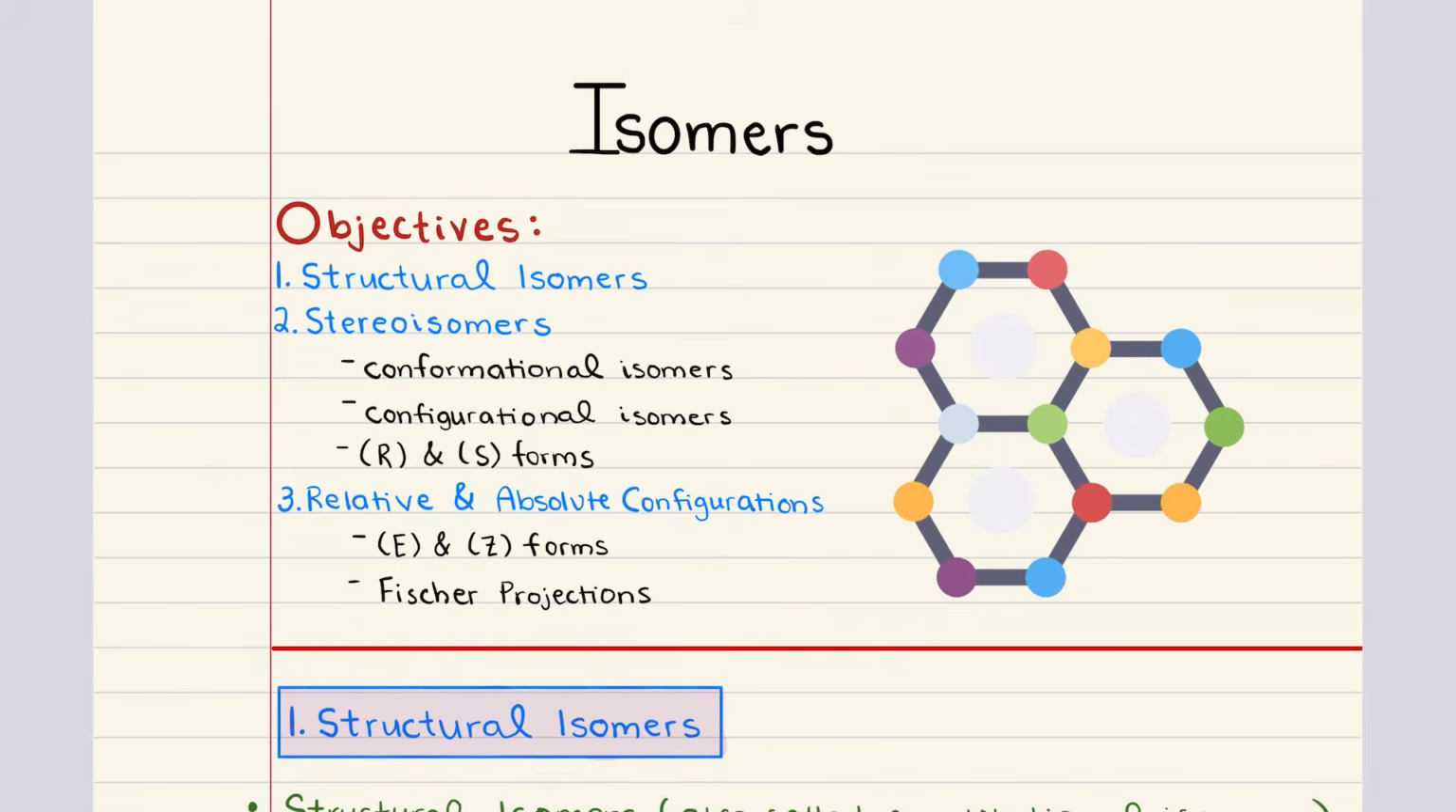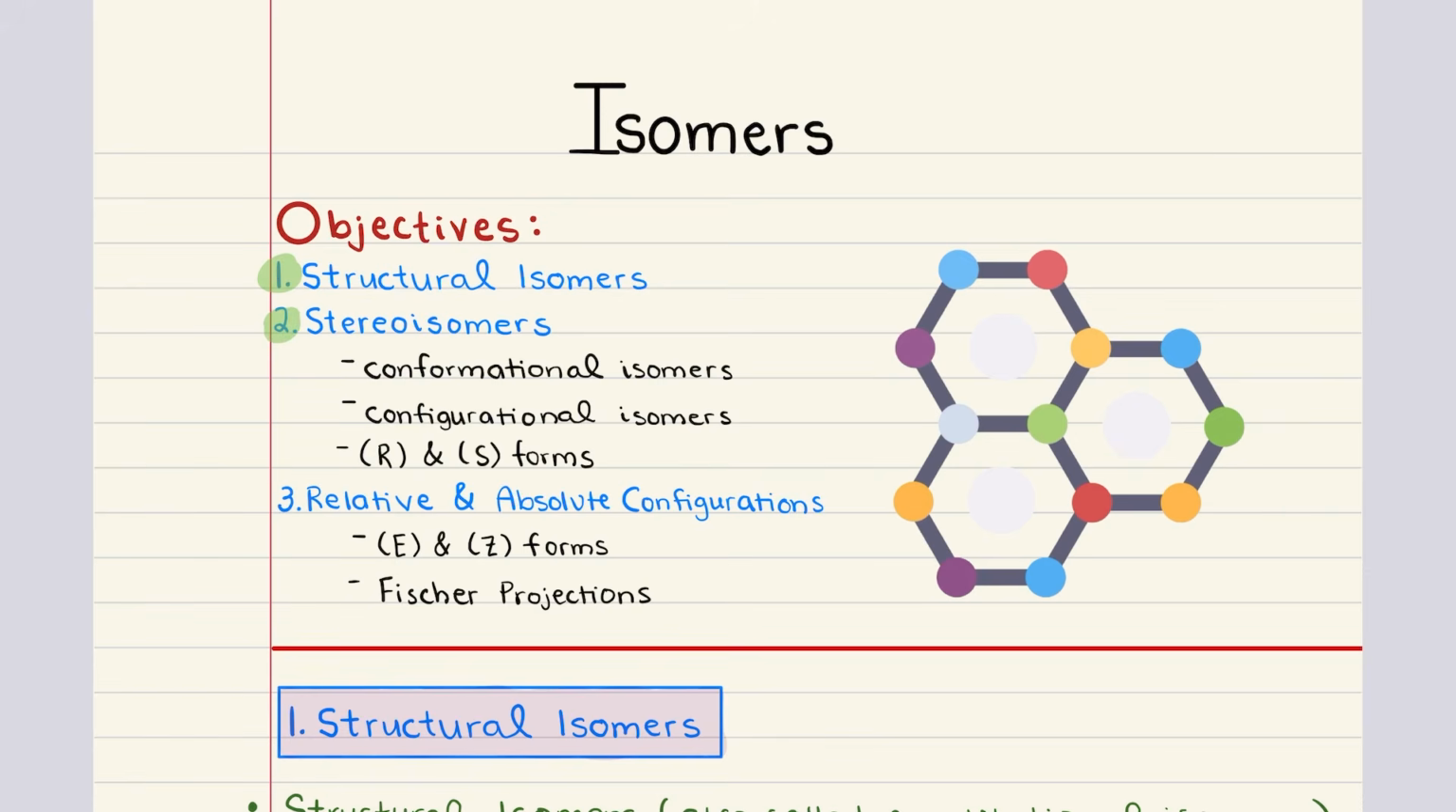Today we're going to be covering Chapter 2 for our MCAT Organic Chemistry playlist, and this chapter is titled Isomers. In this chapter, we're going to cover the following objectives. First, we're going to discuss structural isomers, which have the same molecular formula, but they differ in how their atoms are connected. These differences can significantly affect the physical and chemical properties of the compounds.